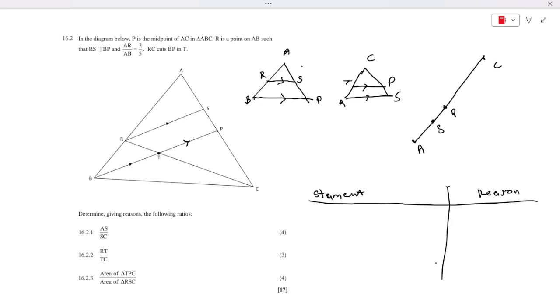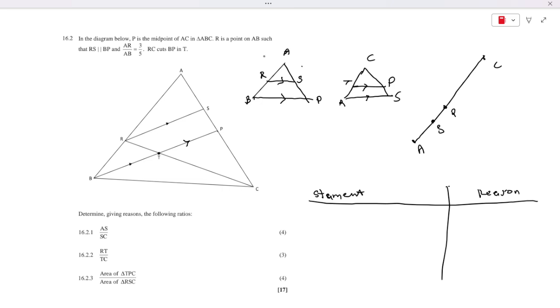Okay, so there we go. We have the first statement, AS over SC. Remember, we need AS and SC over there. It's pretty much like the master line, so we need the values of AS, we need SP, we need PC or something. What do we have?